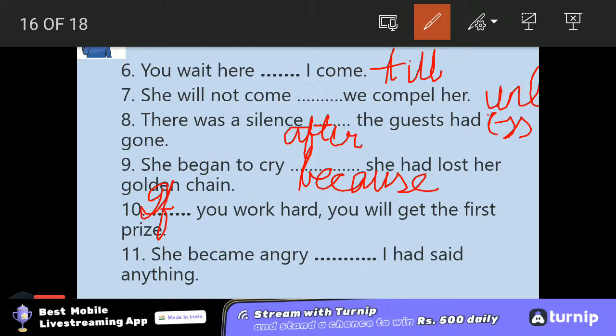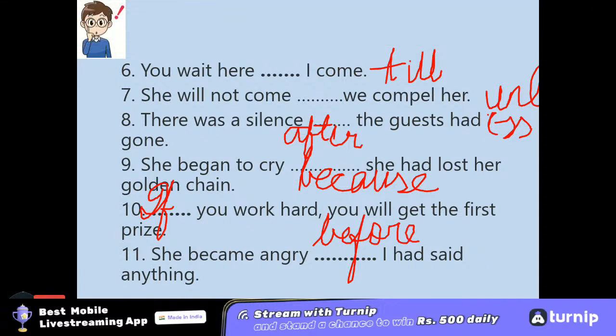The last, she became angry dash I had said anything. तो ये बता रहे हैं कि इससे पहले मैं कुछ बोलता वो बहुत ज़्यादा एंग्री हो गई. So she became angry, yes, before I had said anything. So this is the last question which we discussed.